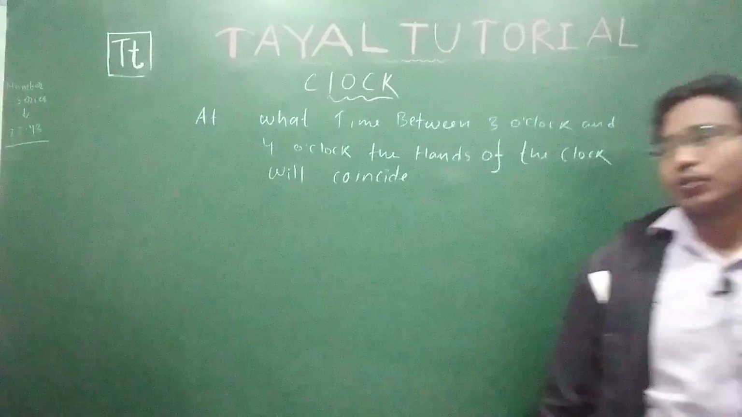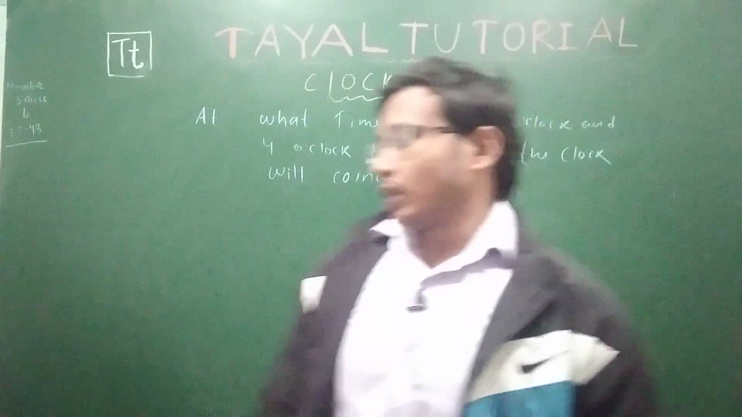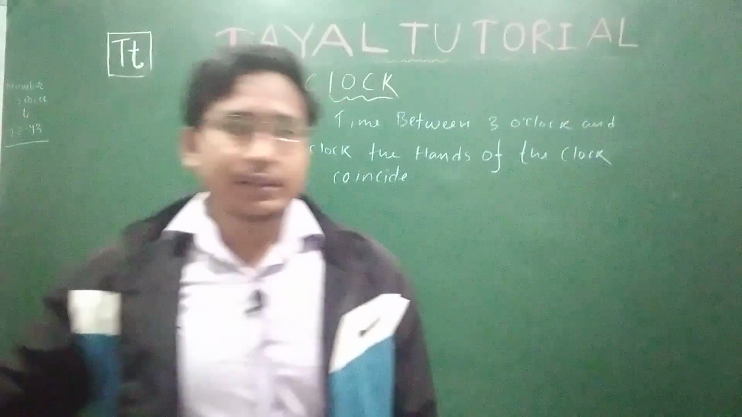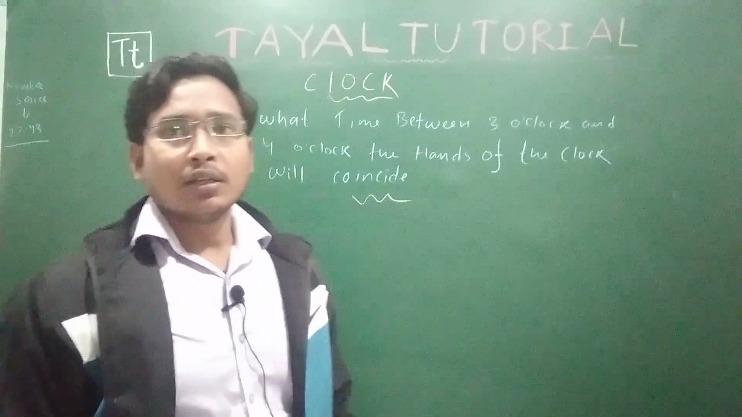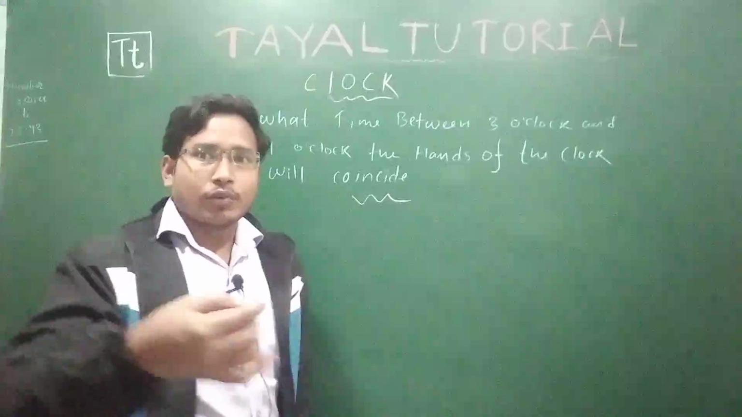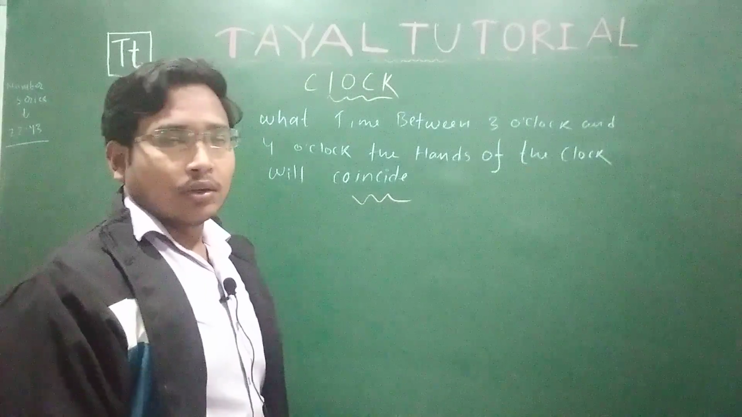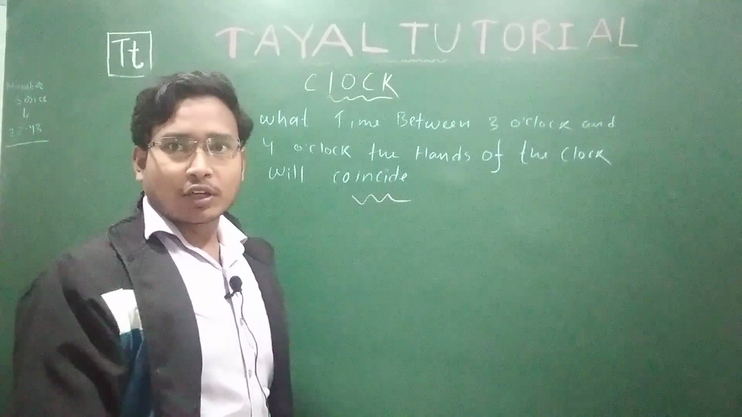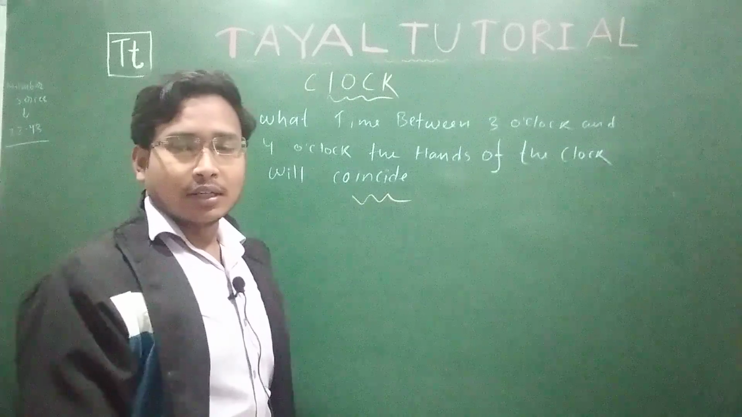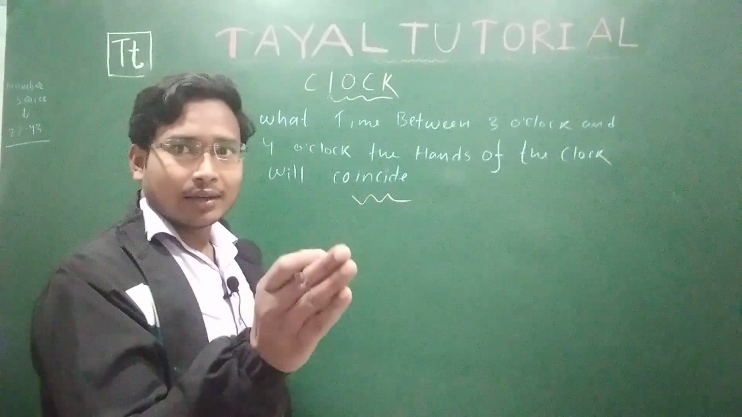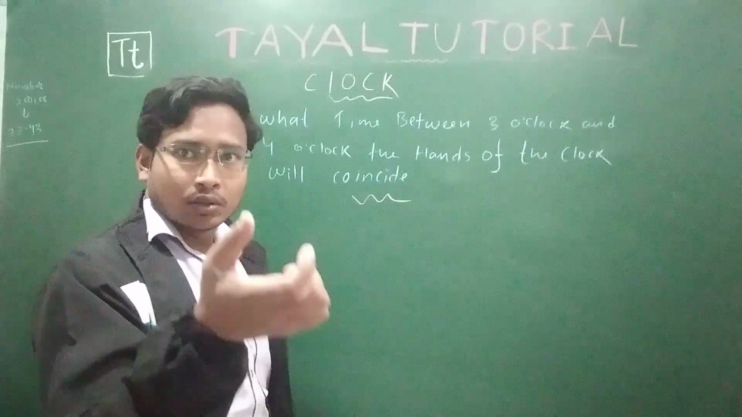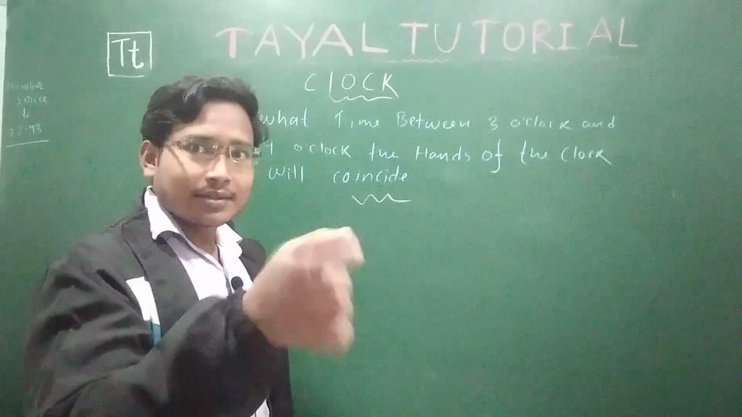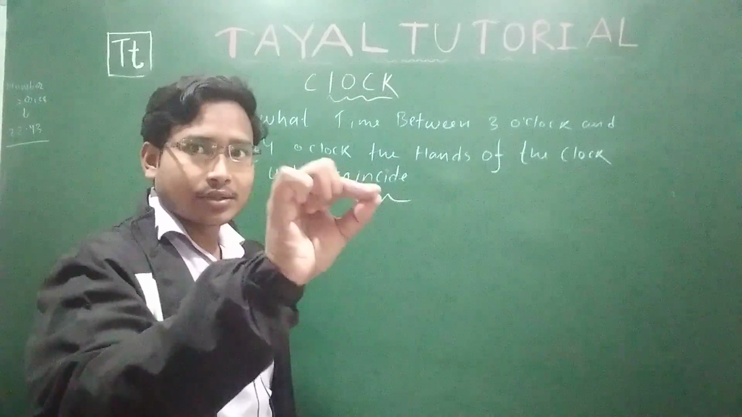This is the question you have been asked. Underline the word coincide. Coincide means the angle between these two hands will be 0. At the same location means the hour hand and minute hand are at the same location. That is the meaning of the clock hands coinciding: the angle is 0.